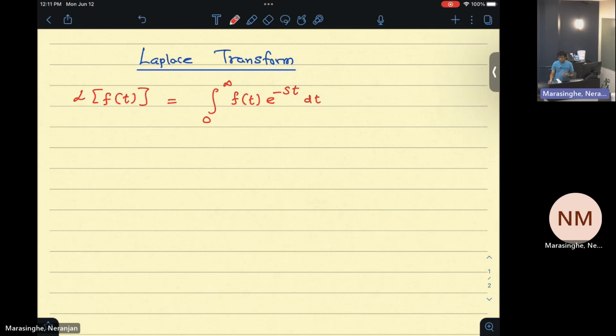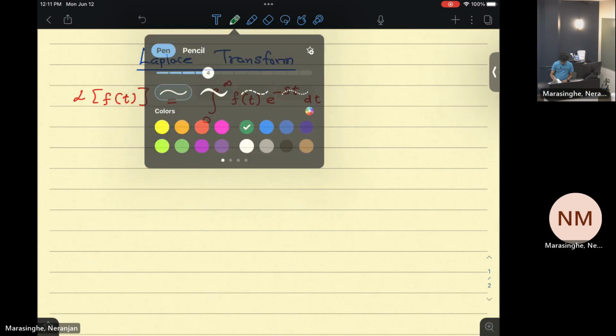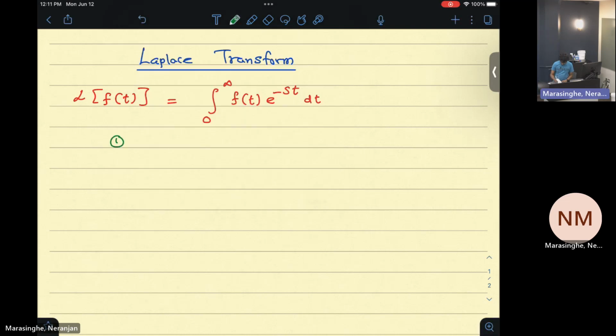And we use this basic idea to compute Laplace transforms of basic functions. So we evaluated the Laplace transform of 1. That was 1 divided by s. Then we evaluated the Laplace transform of t to the power n. That was factorial n divided by s to the power n plus 1.